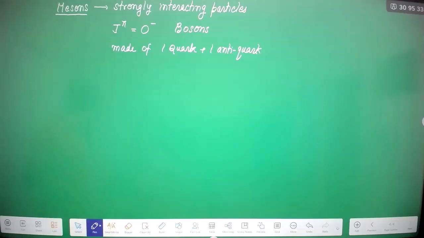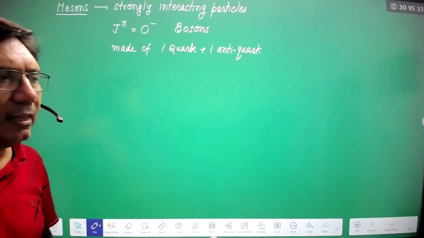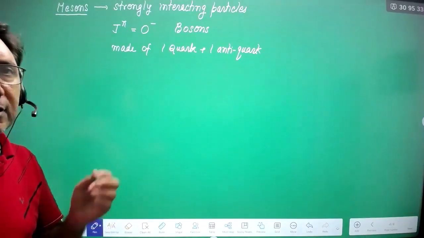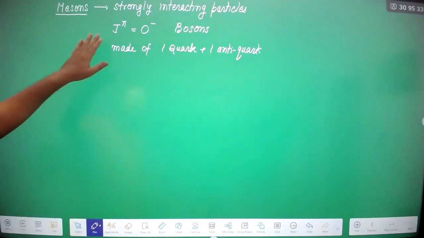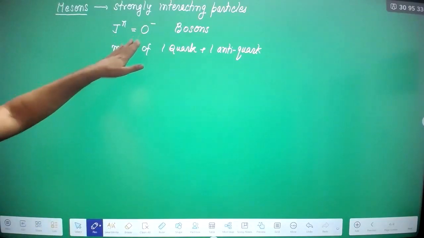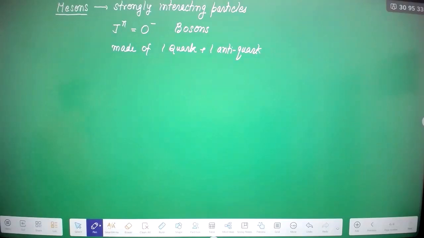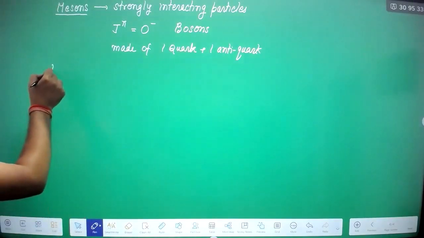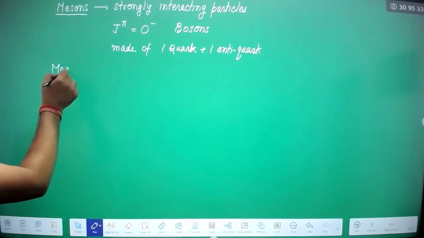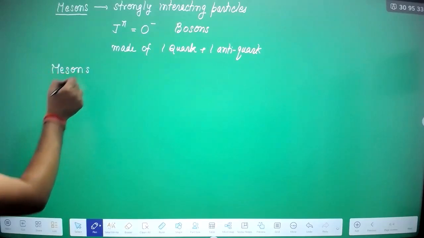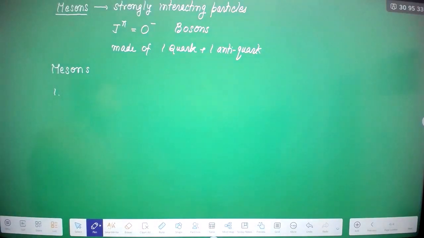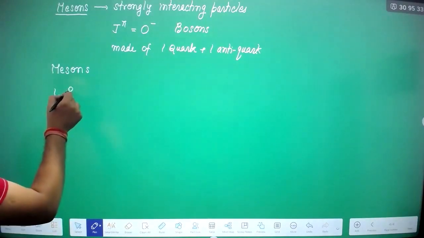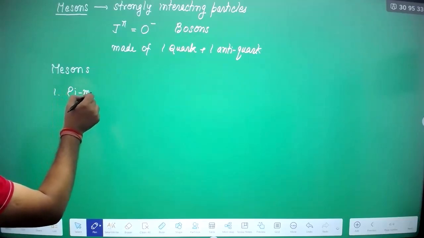So the most important aspect of mesons is that they are strongly interacting. When you are solving questions, this aspect will help you, and you have to remember their parity as well as their spin. For mesons, the spin is 0. Now, here I am writing mesons. There are three categories of mesons. First is pi mesons.